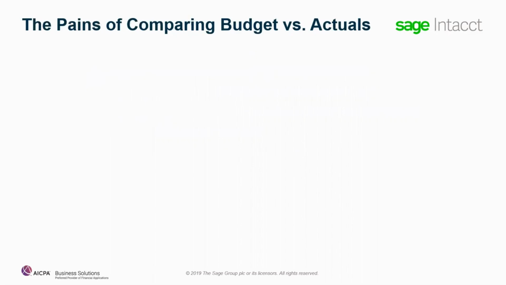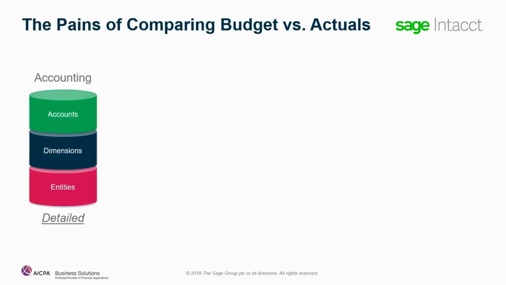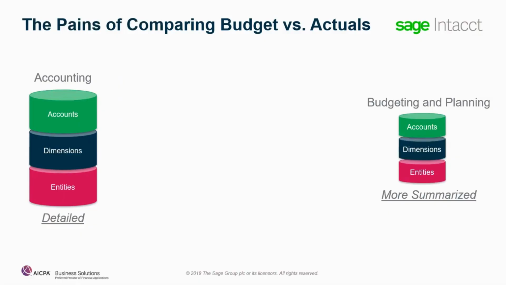So when it comes to budgets and setting financial goals for the business, finance needs to know how the company is doing. And one of the most common ways of doing this is by comparing budget versus actuals. And at Sage Intacct, where we've spoken with thousands of CFOs and helped them improve the business, here's what we noticed. You have your actuals, and it's in the accounting system. It's also very detailed. It has your chart of accounts, dimensions, and entity information. Now with the budget, that also has accounts, dimensions, and entities, but it's more summarized.